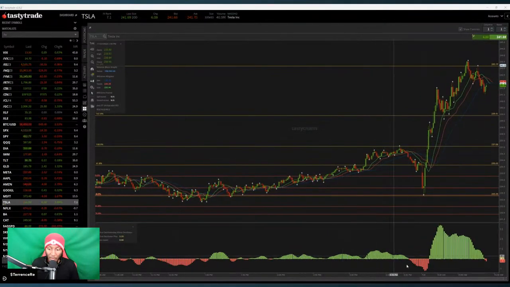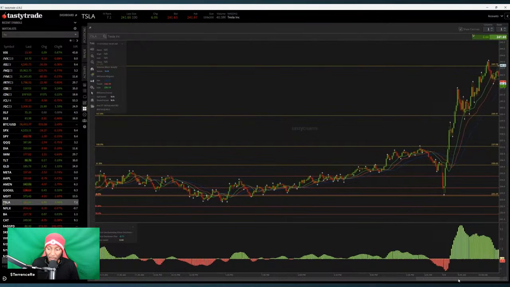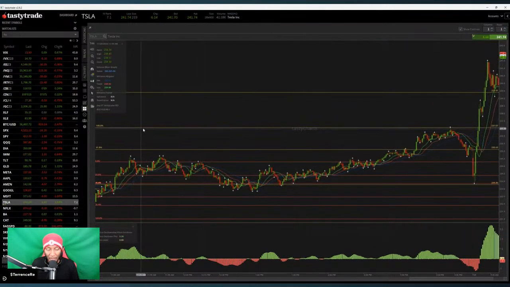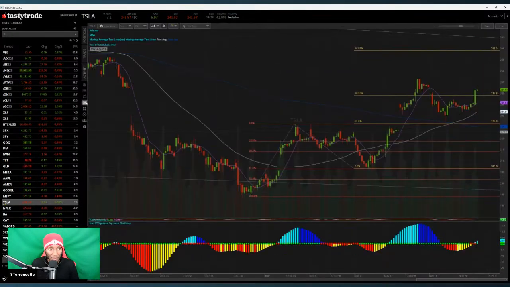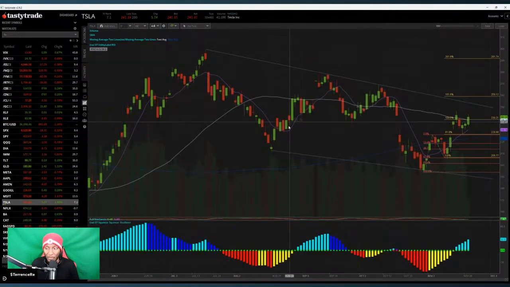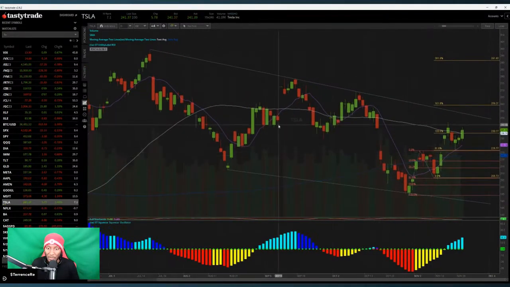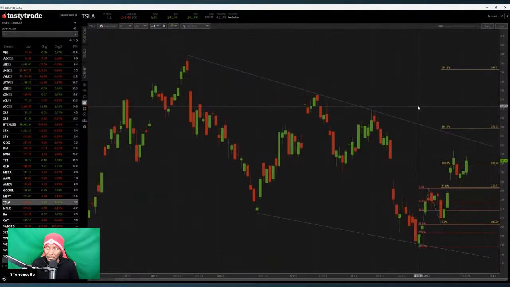Basically, I've been eyeing Tesla for the past, I think I talked about it in one of the videos last week. Let's go to the daily. Then we'll come all the way down to where we're at right now. I'm gonna take all the indicators off just to make it easy.